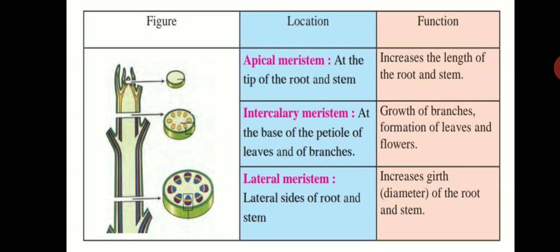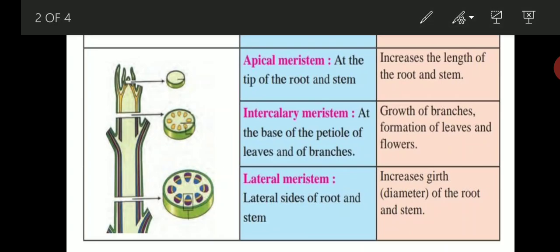So there are three types of meristematic tissue depending on their location and their function. First one is apical meristem, then intercalary meristem, and third one is lateral meristem. In the first type, these tissues are present at the tip of the root and stem. These tissues are present at the tip, means here, tip of the root and tip of the stem.